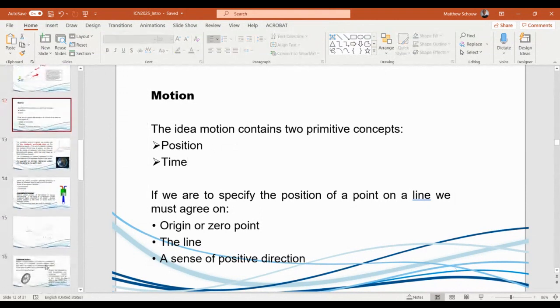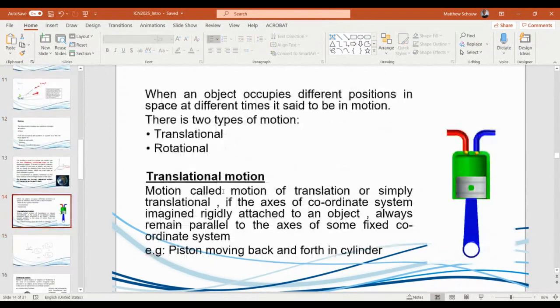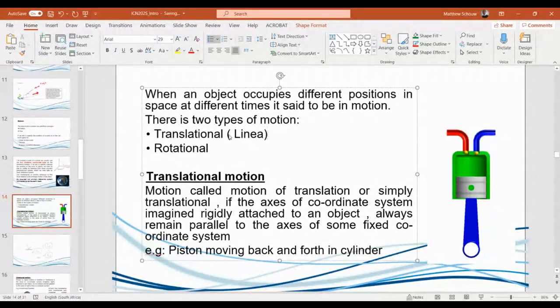So motion itself, at its most primitive and basic form, is classified into two kinds. It's translational, which I'm going to call here for you guys linear. If you want to be fancy, you can call it translational motion. And then the other one is rotational.